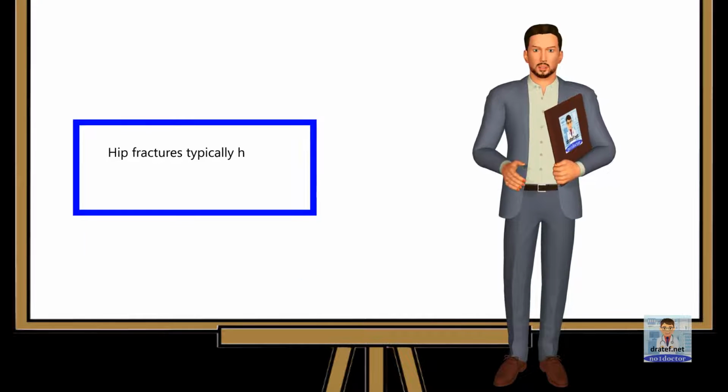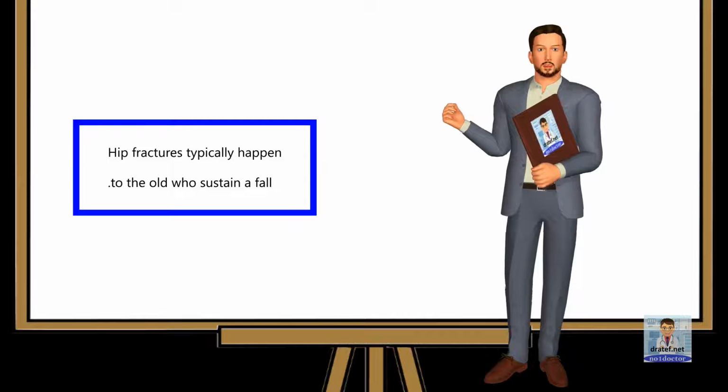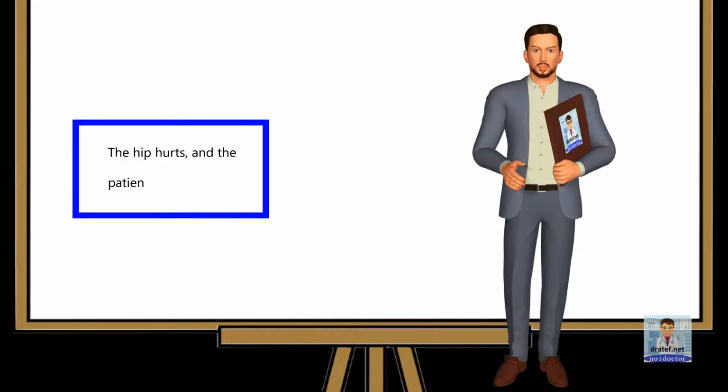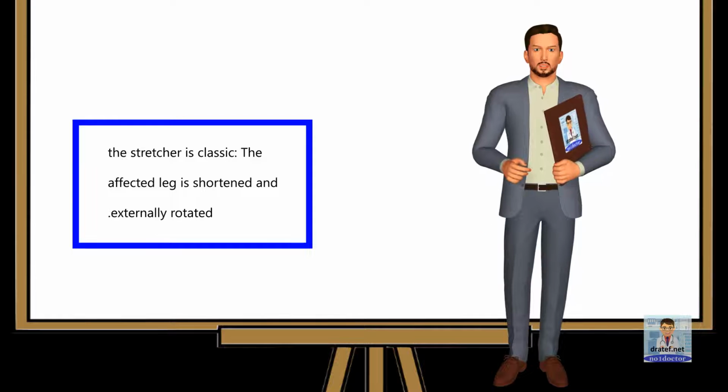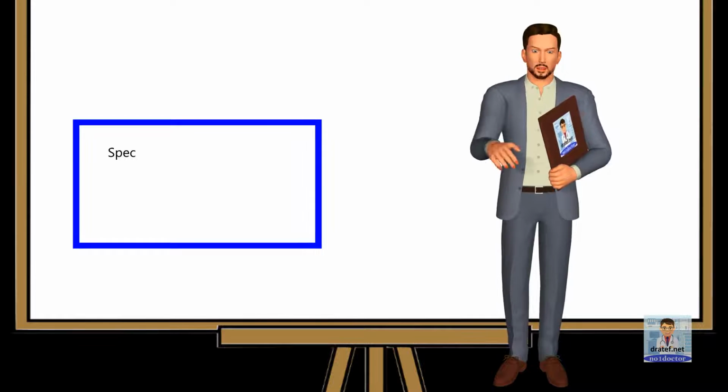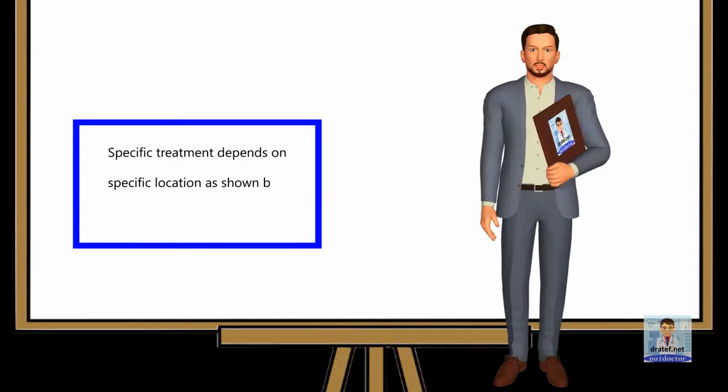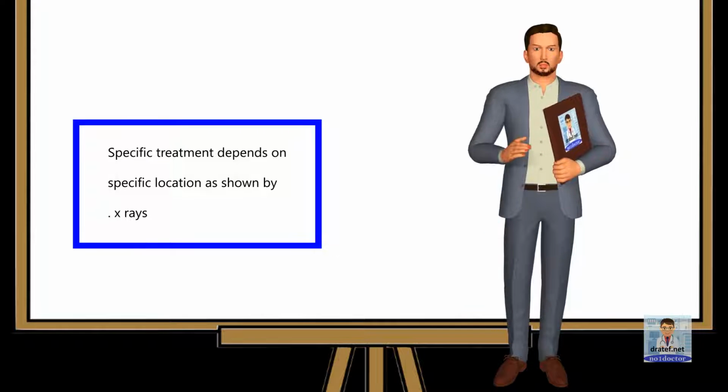Hip fractures typically happen to the old who sustain a fall. The hip hurts, and the patient's position in the stretcher is classic. The affected leg is shortened and externally rotated. Specific treatment depends on specific location as shown by X-rays.